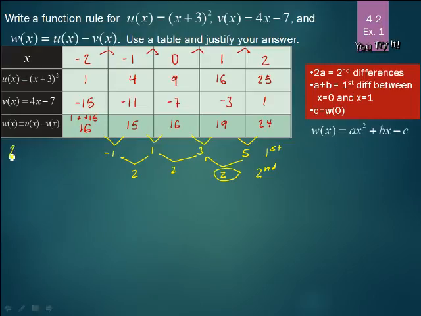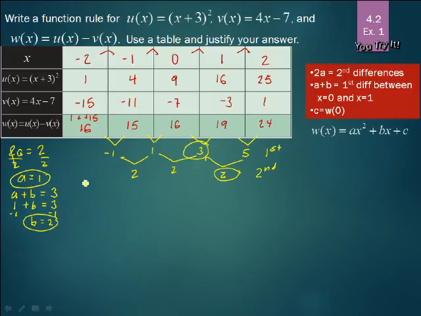So we know that 2a will equal the second difference, which in our case was 2. So then solving that, we can divide each side by 2. So we get that a equals 2 divided by 2, which is 1. And then we can also solve for b. So we know a plus b equals the first difference between x equals 0 and x equals 1, which is 3. So a we know is 1, plus b is 3. So we can subtract 1 on each side. And so b will equal 2.